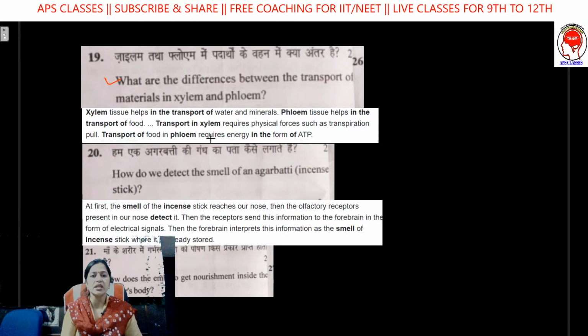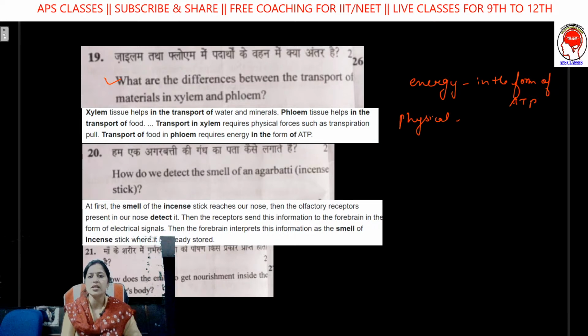Transport in xylem requires physical forces, and these physical forces are such as transpiration pull. And transport of food in the phloem requires energy, and that energy is in the form of ATP. Whereas transport in xylem requires physical forces, in the form of transpiration pull.